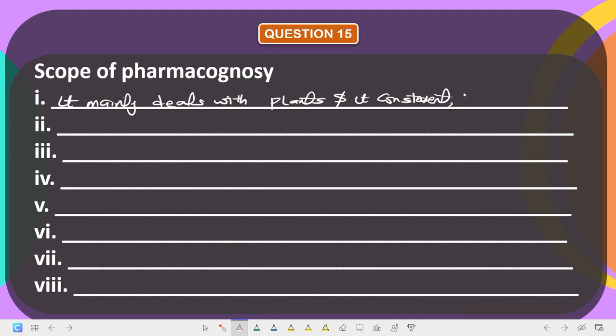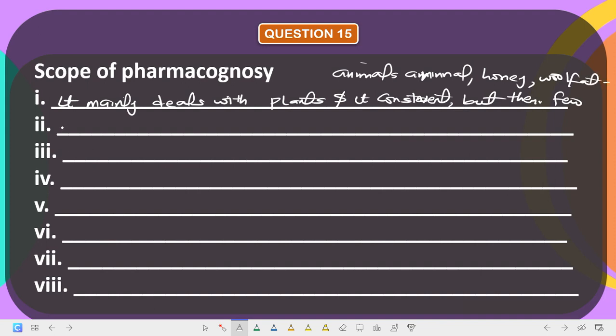You can say it mainly deals with plant products, but there are few animal products also that are studied in pharmacognosis. Animal products, which include honey, beeswax, wool fat, etc.